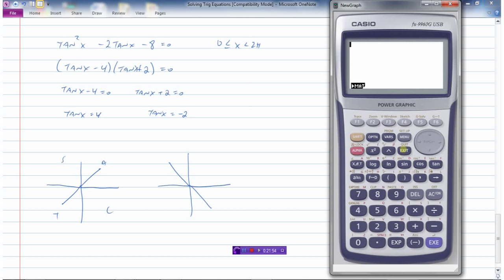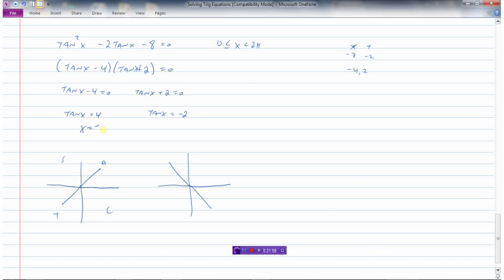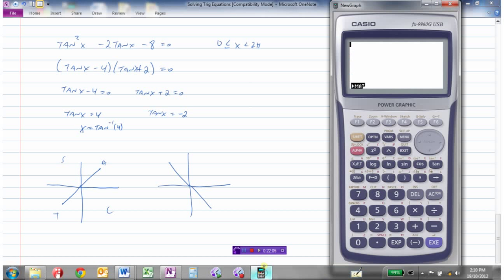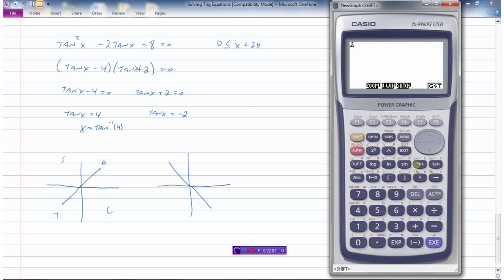So now to find x, if I'm isolating x, x would equal the inverse tan of 4. So that's what we're going to do here, inverse tan of 4 on the calculator. And it's not going to give us an exact value. It's going to give us an approximation here. So I'm going to say that x is 1.3258. I'm going to go to 4 decimal places here, 1.3258.